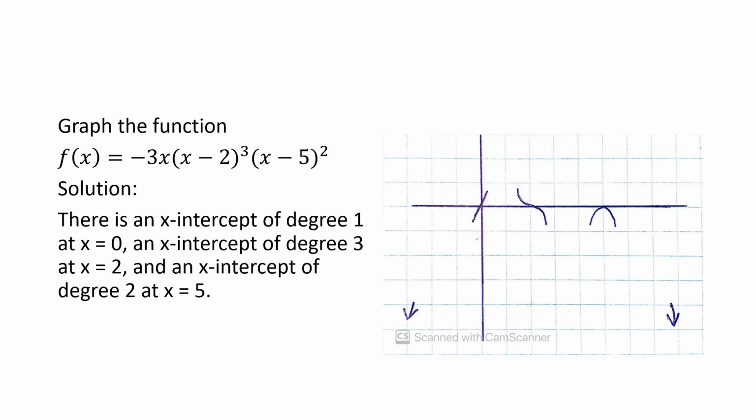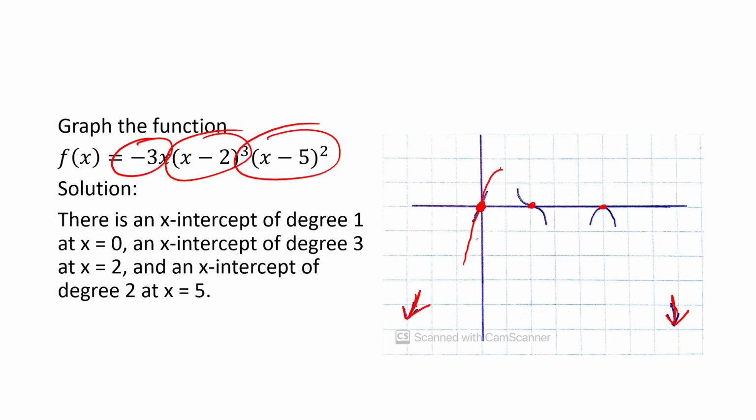Now, we know that we've got intercepts at x equals 0, at x equals 2, and at x equals 5. And here's where a little planning goes a long way. We know our end behaviors are below and below. And so we know that as we approach this x-intercept at 0, we're going to be below it and we're going to be going above.